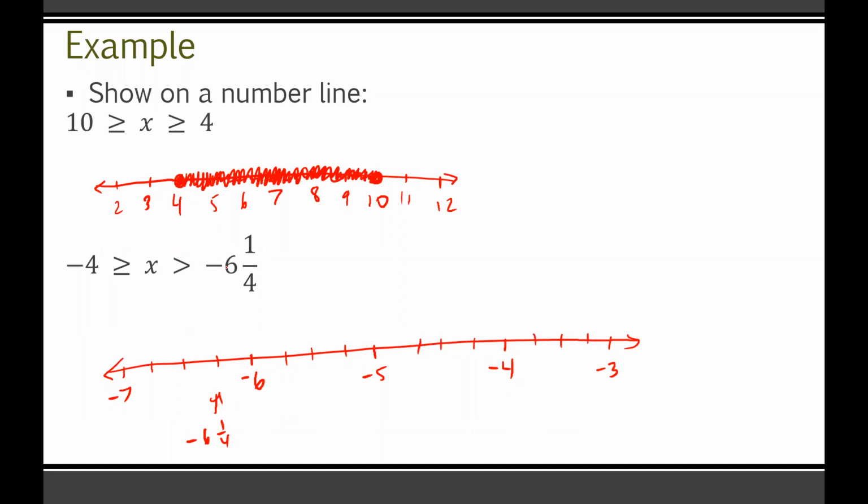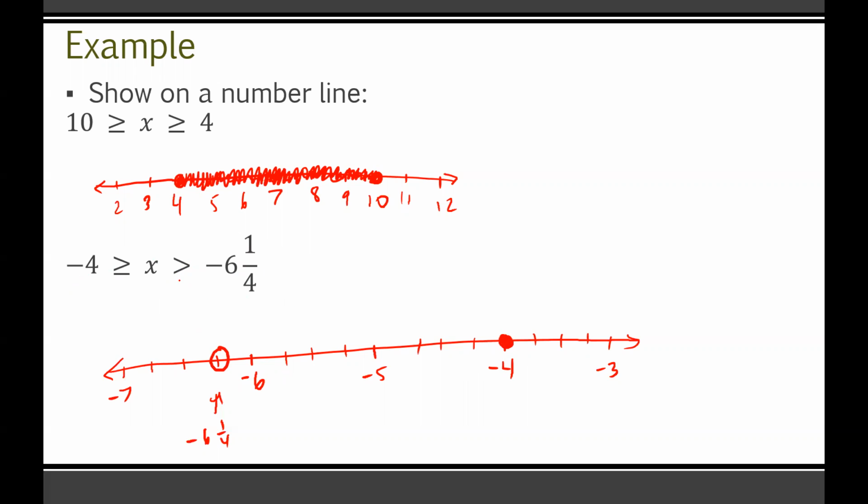Now, there's one other tricky thing that's happening. Notice between the x and the -6 1/4, we just have a strictly greater than sign. That means with reference to this -6 1/4, we're actually going to use an open circle here. But then on our -4, we have a greater than or equal to sign. So in other words, we're going to have to use a closed circle in reference to that -4.